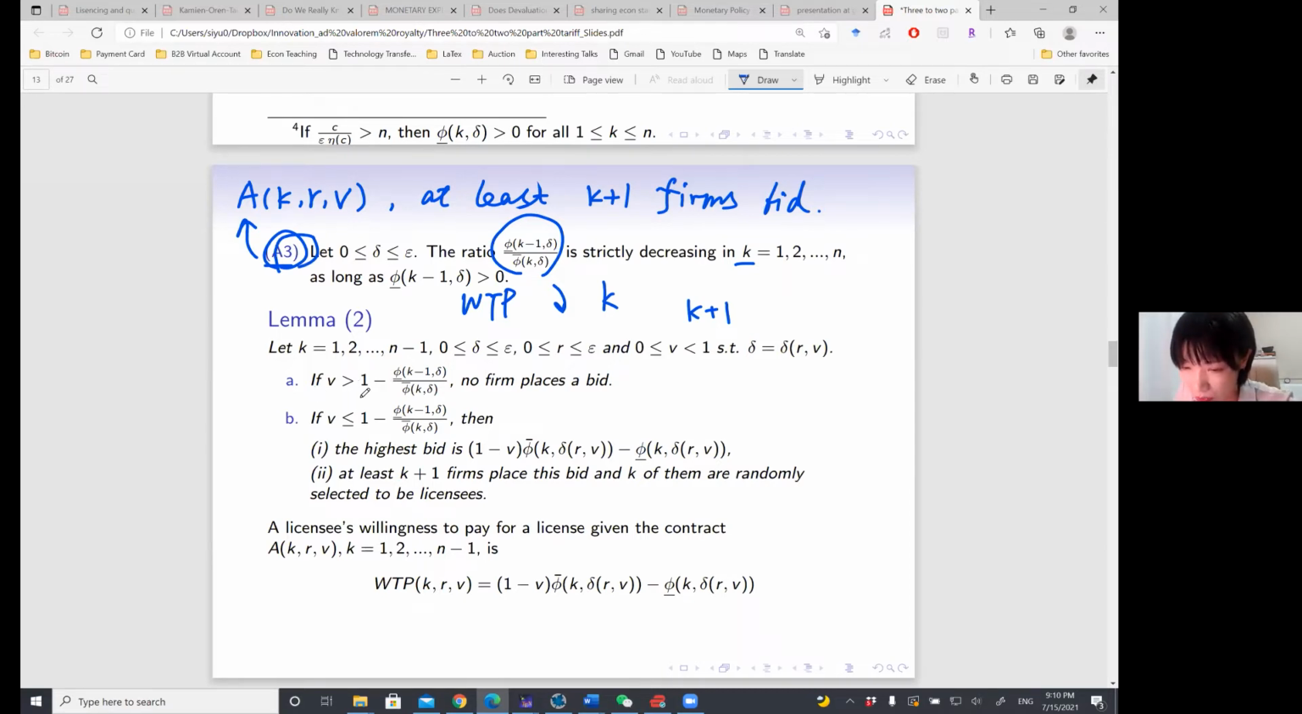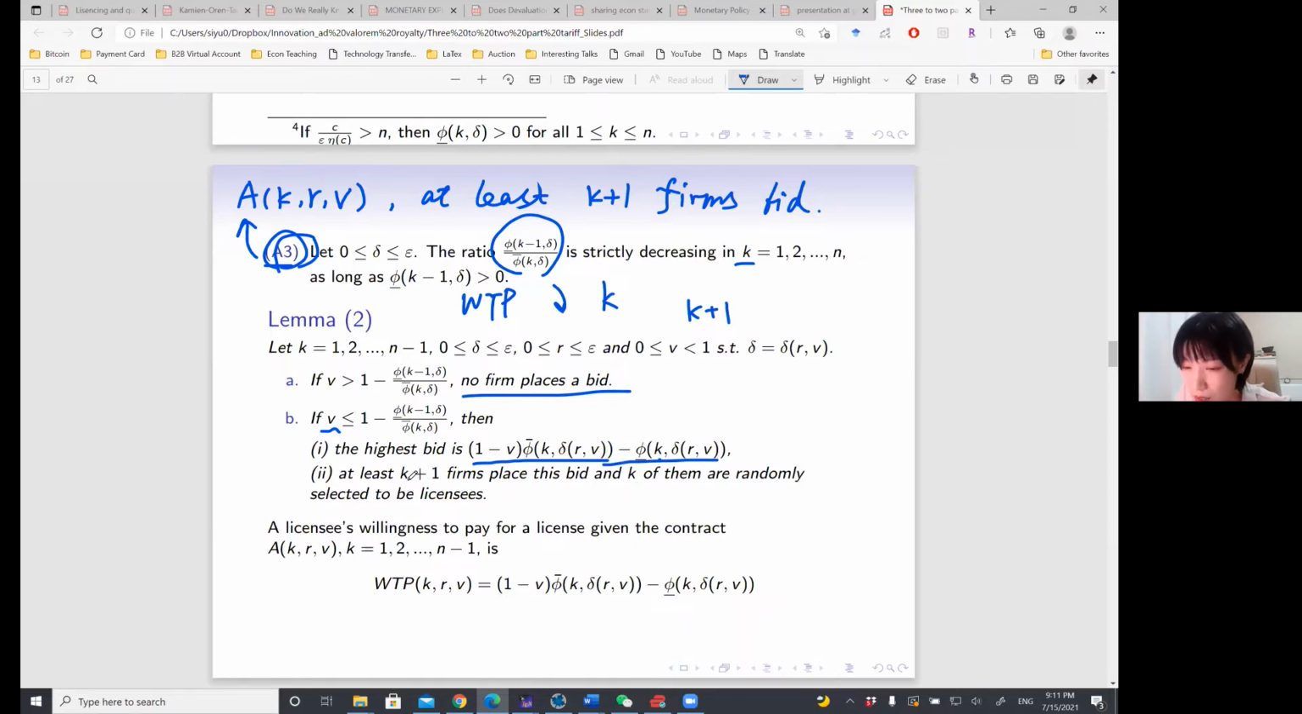And here, there is an important restriction. You cannot charge a very high ad valorem royalty. Otherwise, if it's too high, then no firm will want this contract at all. And we will use this result to derive our constraint. And if you are charging a feasible ad valorem rate, the highest bid is what they make if they are licensed minus what they make if they deviate. And if they deviate here, they don't change the number of licensees. Okay. Highest bid is the willingness to pay.